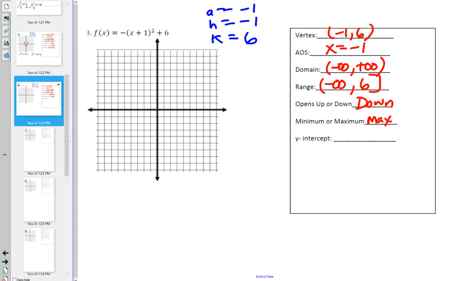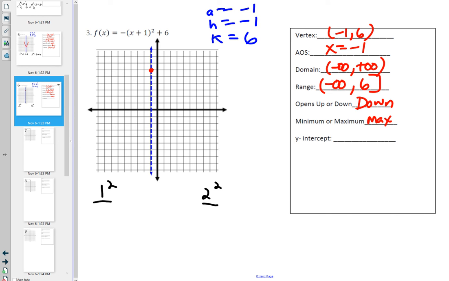Y-intercept, I don't know yet. I could find it algebraically, or I can just graph. So let's just graph so we can save some time. X is -1. Vertex at -1, 6. I'd like to see what's going on left or right. So let's go 1 squared and 2 squared. See what's going to happen. 1 away and then 2 away.